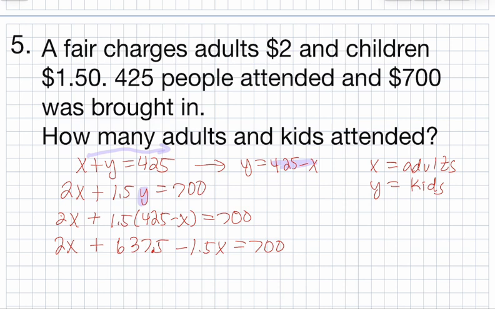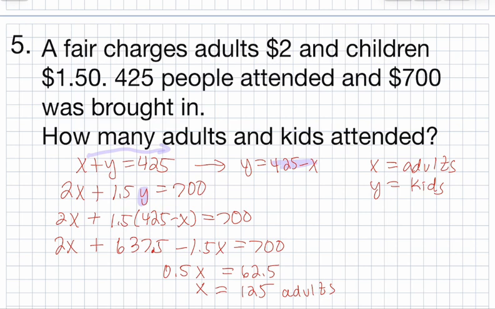Let's combine our x's. 2 minus 1.5 is 0.5. If I subtract 637.5 from both sides, I get 62.5. And then I just have to divide both sides by 0.5, and I know what x is. And x happens to be 125. Now, let's remember what that was. That was the adults. So there were 125 adults that attended.